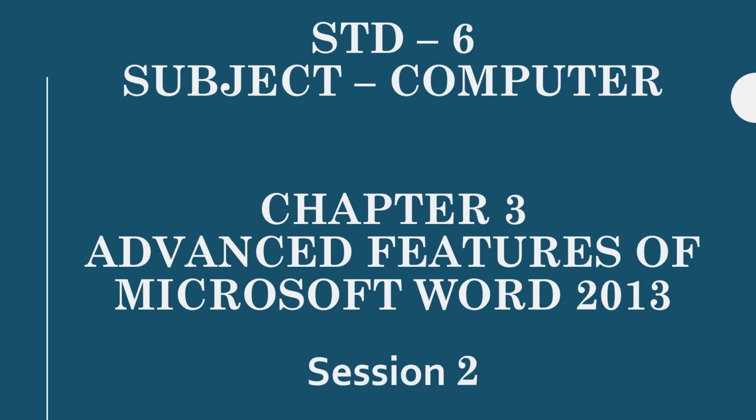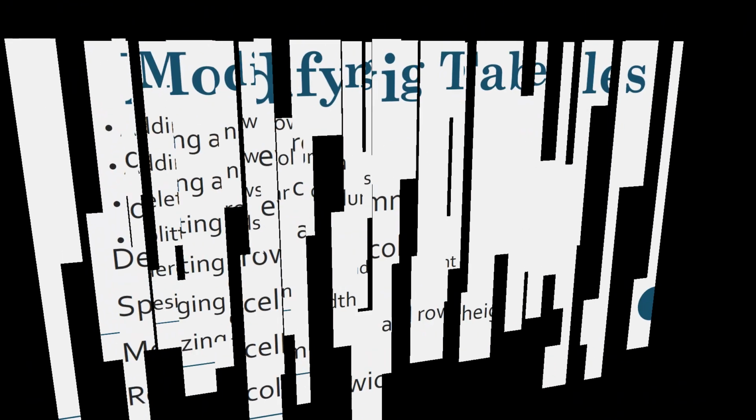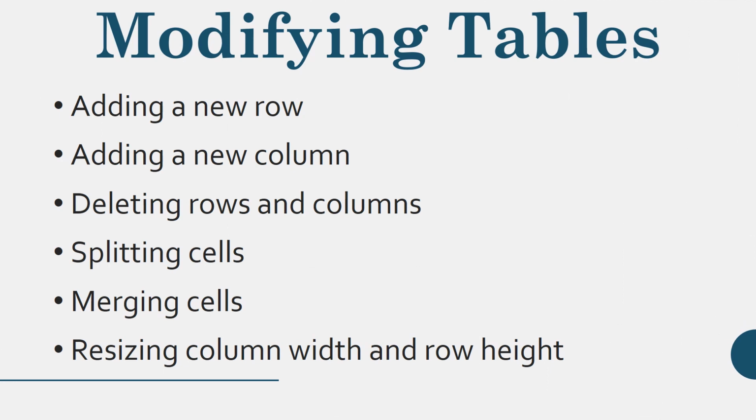Standard 6, Subject Computer, Chapter 3, Advanced Features of Microsoft Word 2013, Session 2. Modifying tables. You can perform the following tasks to change the layout of the table after you have inserted it in your document. Next, students, we will see adding a new row, adding a new column, deleting rows and columns, splitting cells, merging cells, and resizing column width and row height.